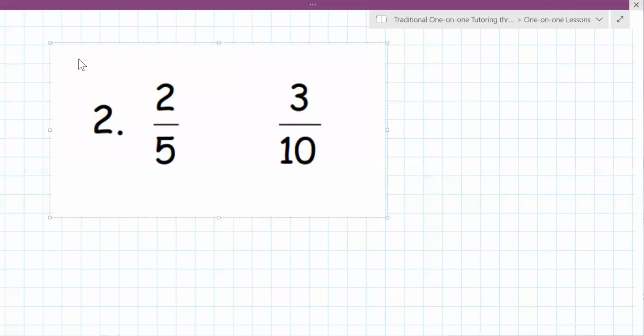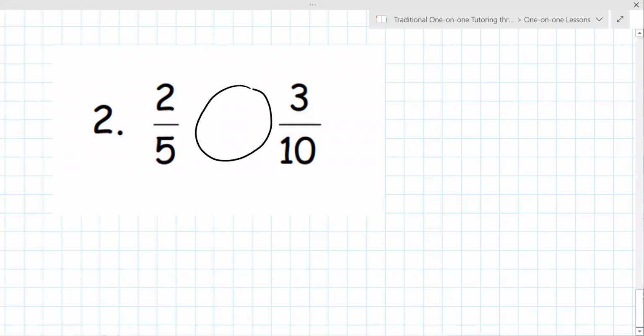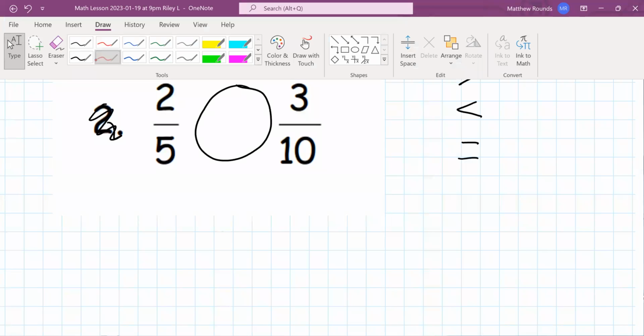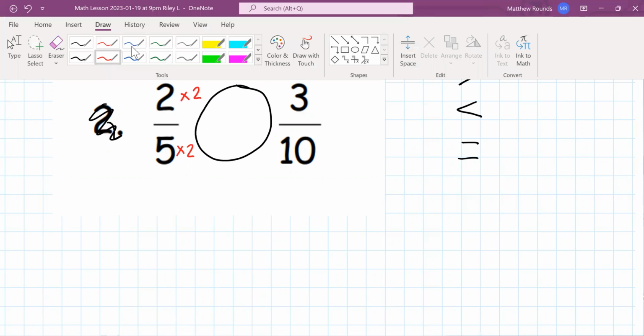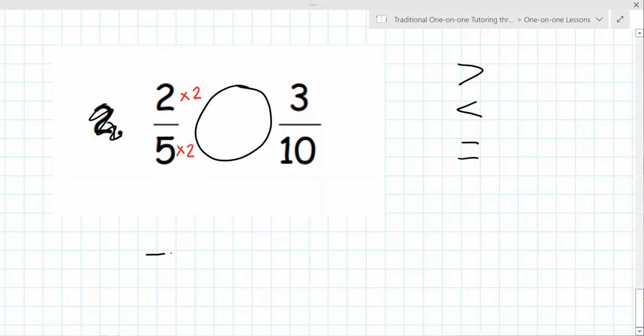So here's a problem here. You want to figure out what goes in the middle. Is it greater than, less than, or equal to? What I notice is that 5 goes into 10. Like 5 can become 10 if you multiply by 2. Do you agree with that? Mhm. But you have to multiply both the top and the bottom by 2. So on the left here, the top is 2 times 2, which is 4. The bottom is 5 times 2, which is 10.